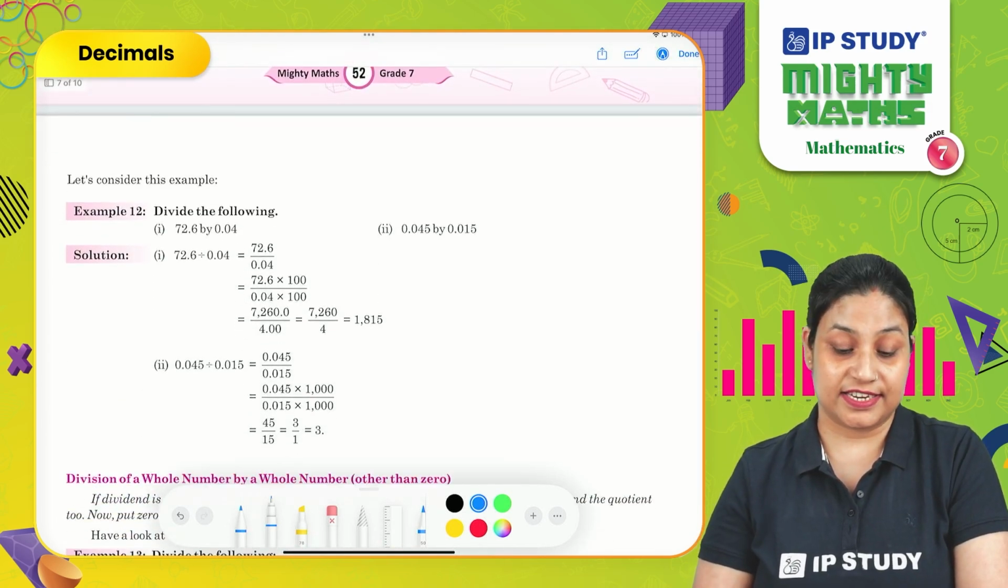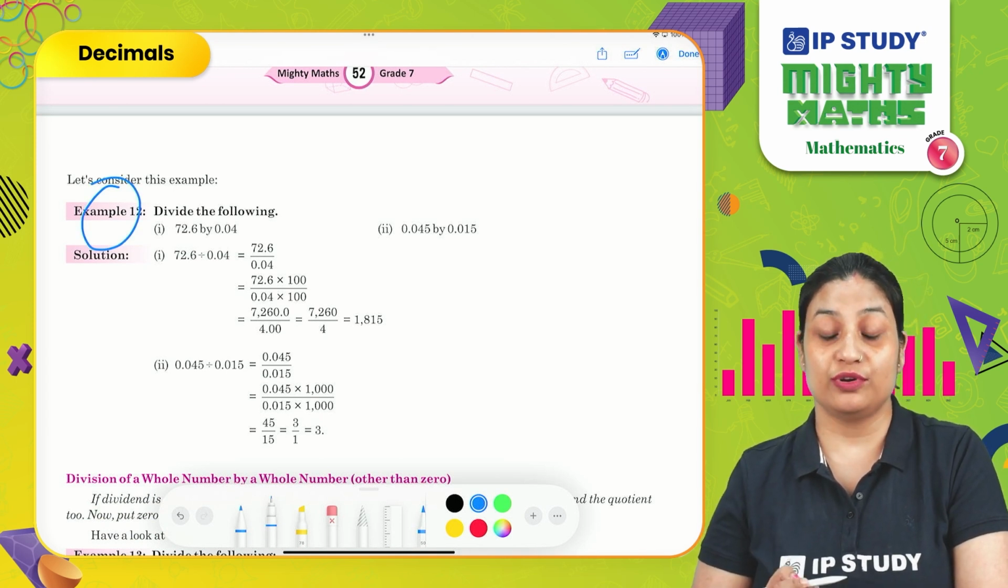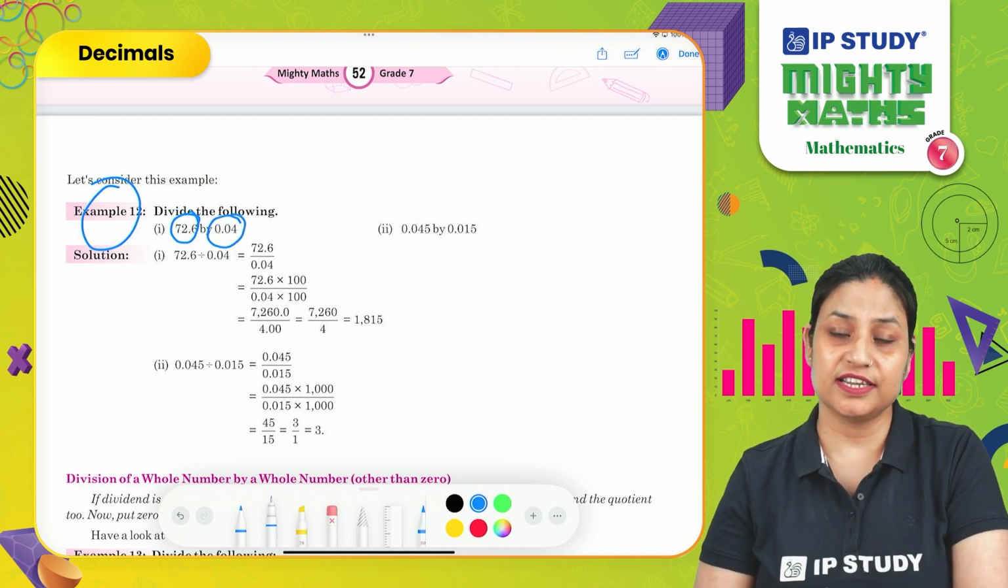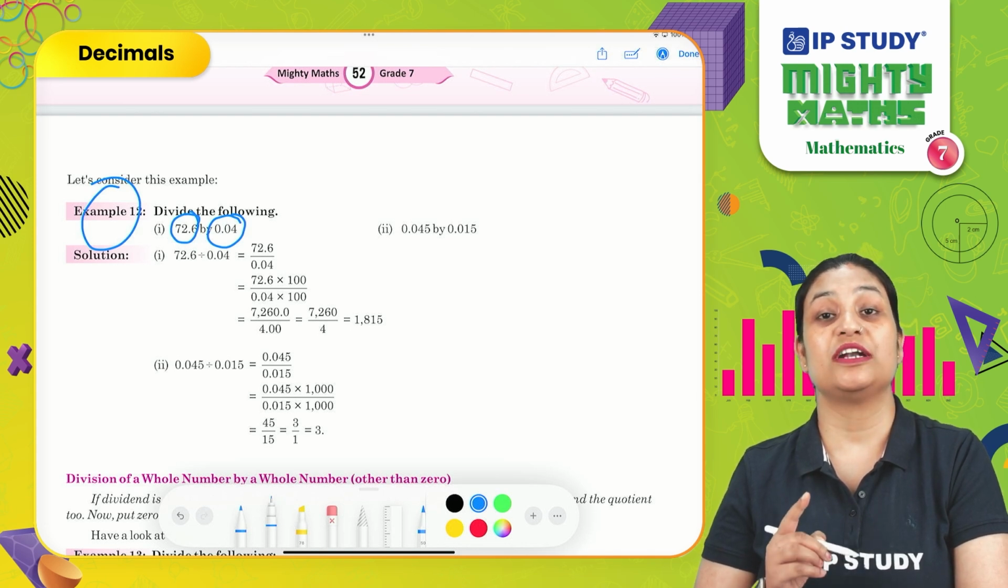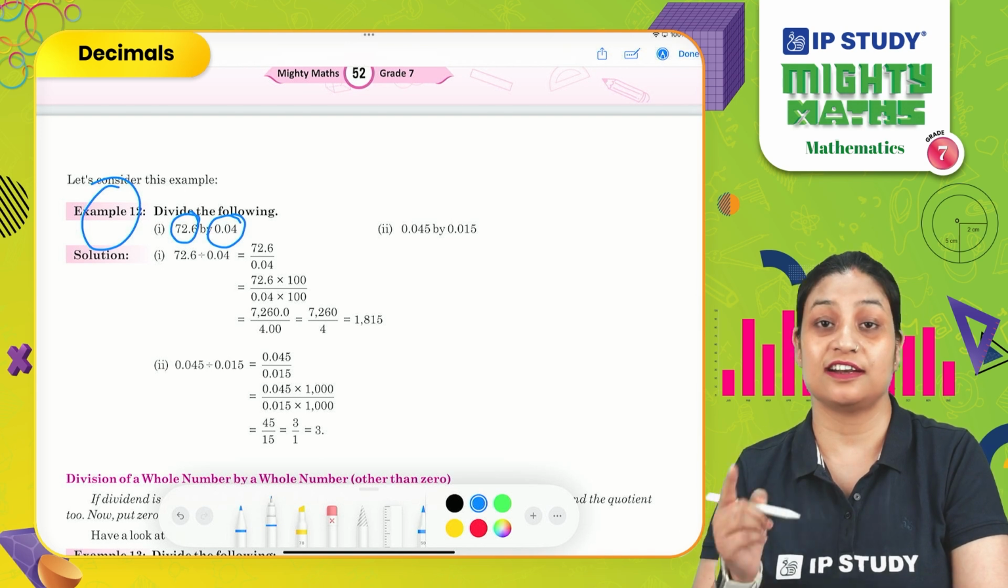For that, let's take an example. Let's take example number 12. So here what we have to do? We have to divide 72.6 by 0.04. So as you can see here, the first step is we have to decide with what we have to multiply numerator and denominator depending upon the number of decimal places in our divisor.